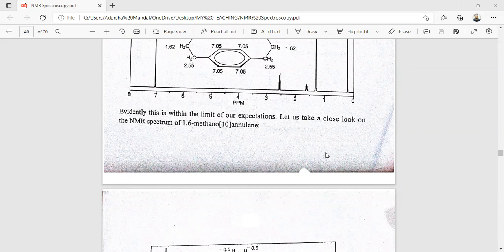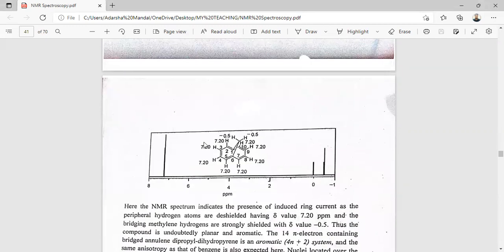So in this class, I will teach about the chemical shift values of organic compounds in the NMR spectrum. So now I will take the example of 1,6-methano[10]annulene. So this is the structure of this molecule.